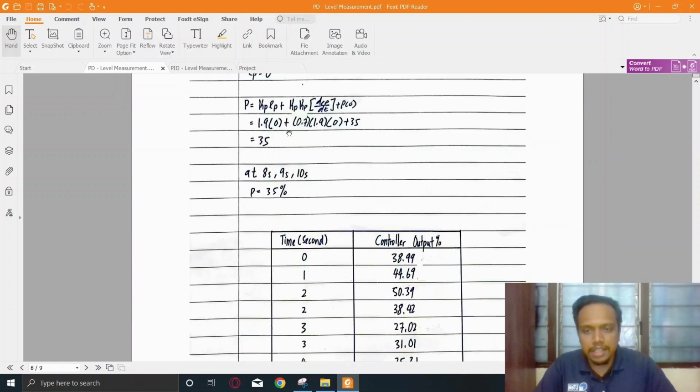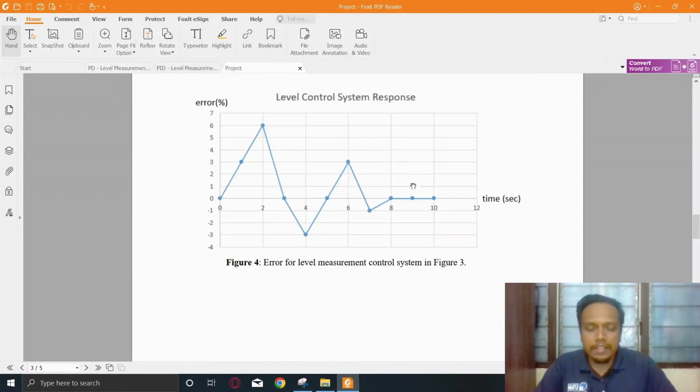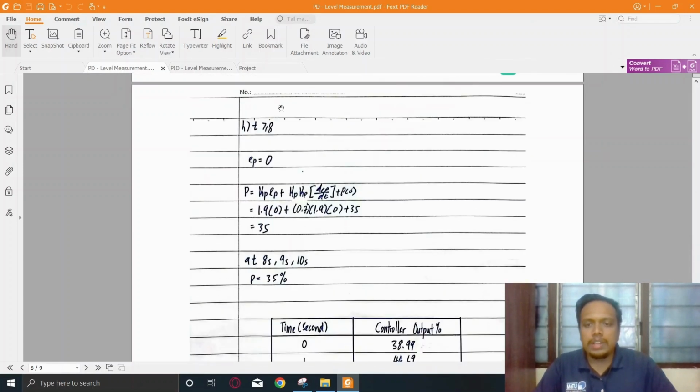Then last is 8. The reason we're doing it till 8 is because when you reach 8, it shows no error. We have to only find until where it has error. So 8, 9 and 10 are going to be the same value. Now we can see that it's 35%, like just now. Without any error, it's 35%.